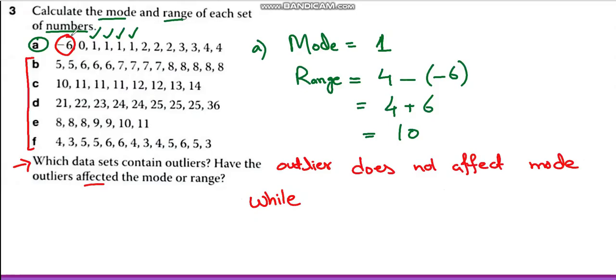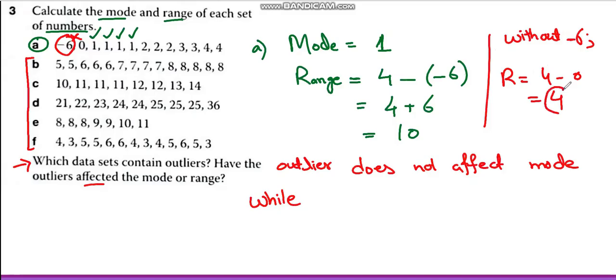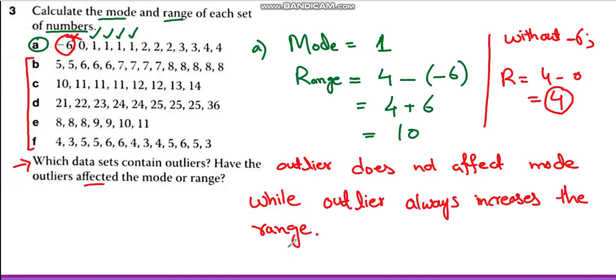For example, if we don't include -6 in data set A, the range will be 4 take away 0, meaning without -6, the range will be equal to 4 take away 0, that will be equal to 4. So you can see that without the outlier, the range is very small. So the outlier always increases the range. It means outliers affect the range while the outlier does not affect the mode or median, as we discussed in the previous question.